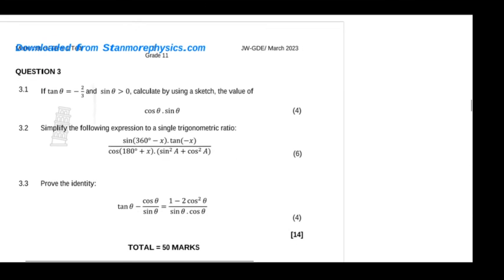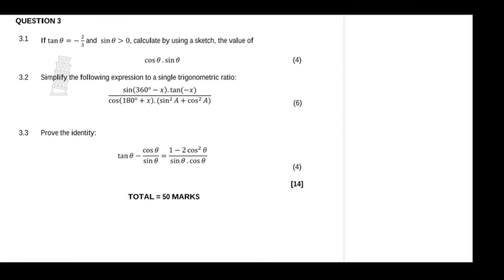So let's go to question 3. Now question 3, if you can see, in 3.1 we are given this tan theta is equal to minus 2 over 3, right? And we are told that sine theta is greater than 0. So meaning that if you have sine of theta, the number that's equal here must not be negative. It must be positive, right?